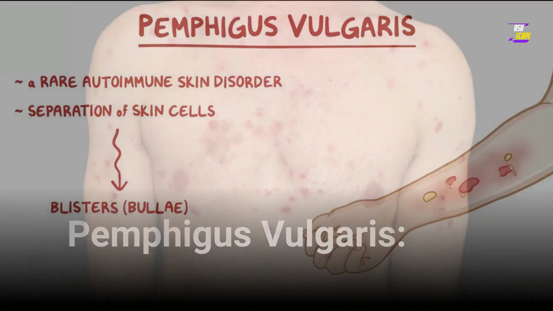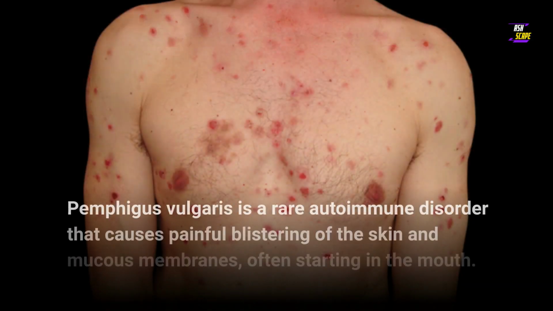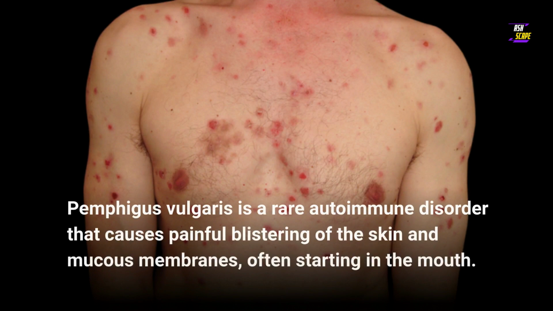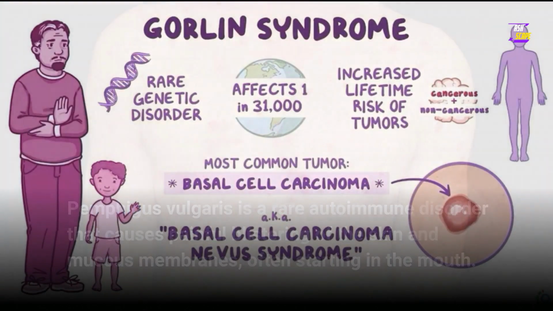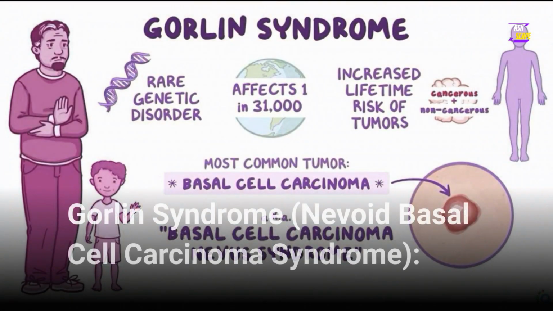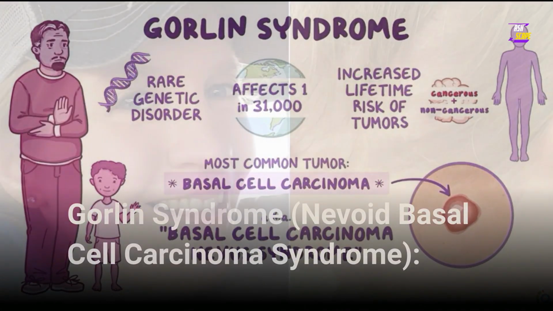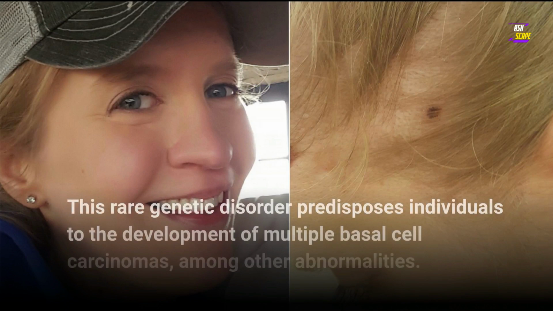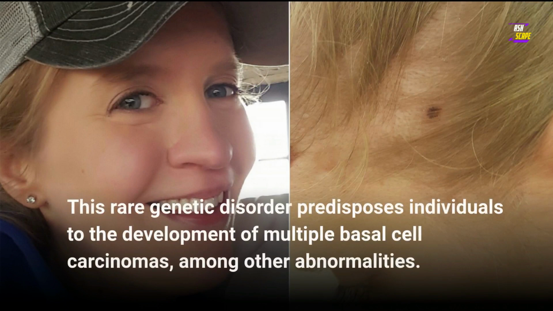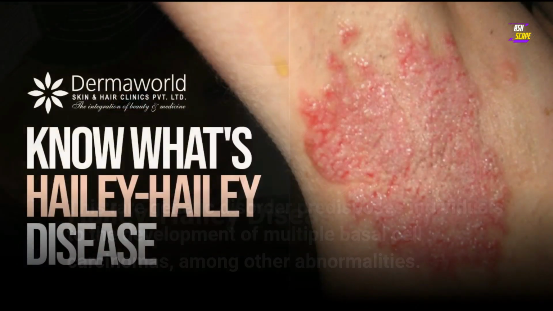Pemphigus vulgaris. Pemphigus vulgaris is a rare autoimmune disorder that causes painful blistering of the skin and mucous membranes, often starting in the mouth. Gorlin syndrome, Nevoid basal cell carcinoma syndrome. This rare genetic disorder predisposes individuals to the development of multiple basal cell carcinomas, among other abnormalities.